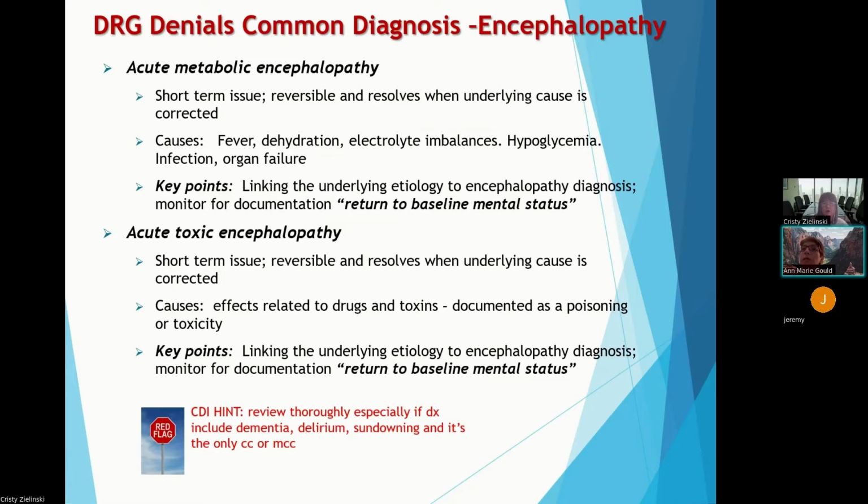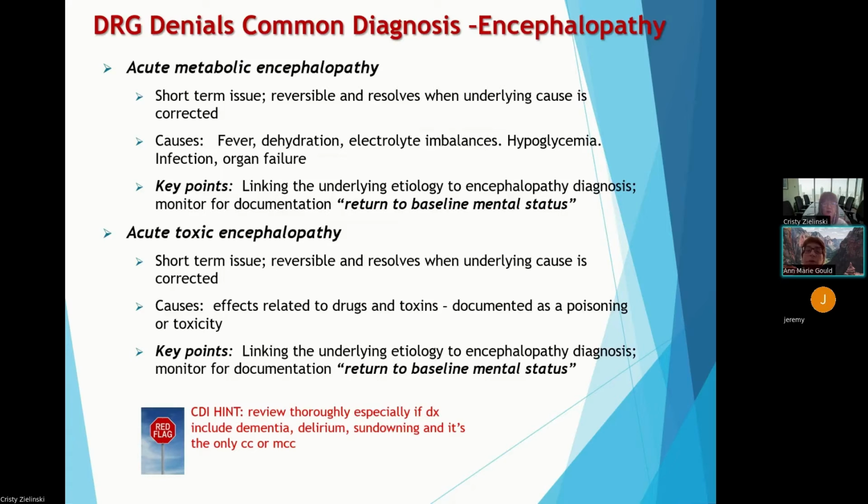Now, your acute toxic encephalopathy is the same thing. It's short term, it's transient, it's reversible and resolves when the underlying condition is corrected. So what are the causes that we see? Well, it's effects related to drugs and toxins. It could be documented as a poisoning or a toxicity, right?